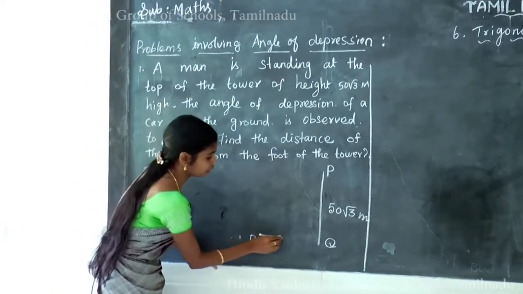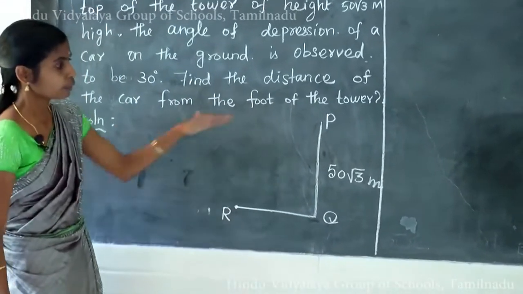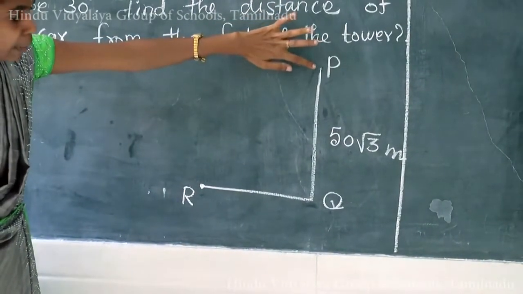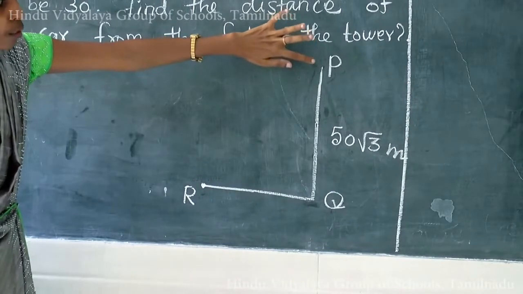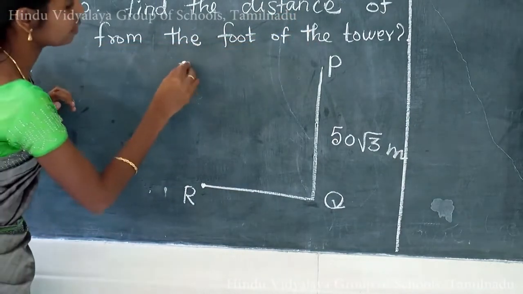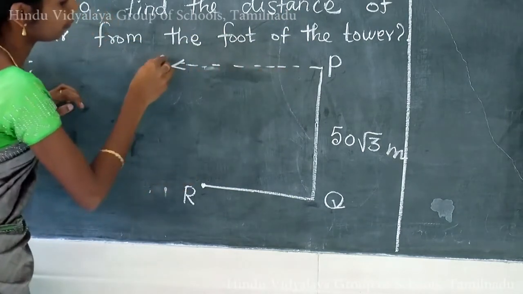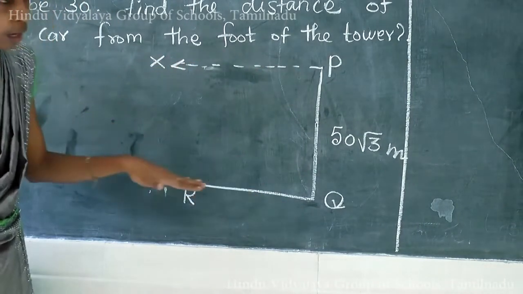Now join the horizontal level, that is the ground level. Now the angle of depression is given as 30 degrees. So from P the man looks at the car. So P is the point of observation. So from P draw a horizontal line. We mark this as X. So PX is parallel to RQ.